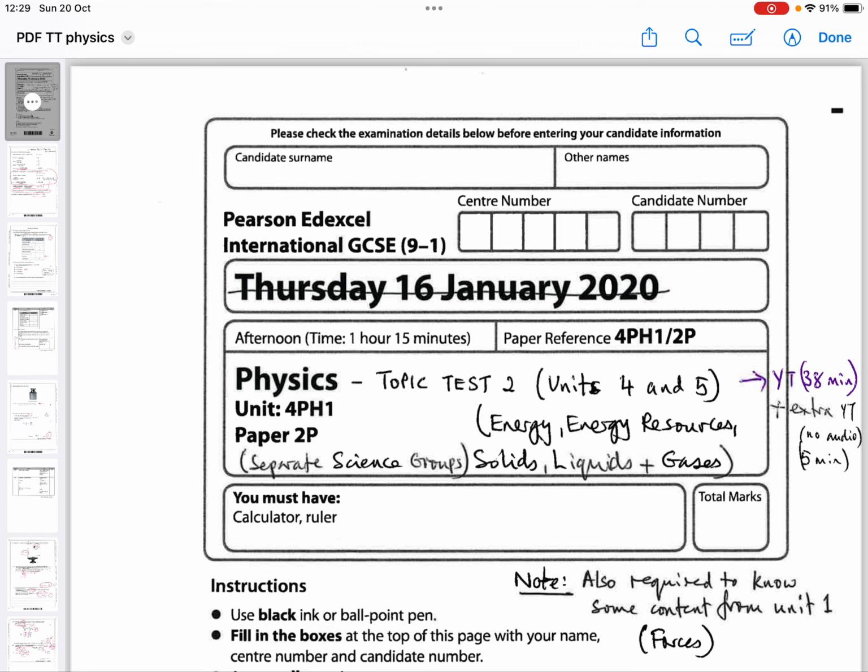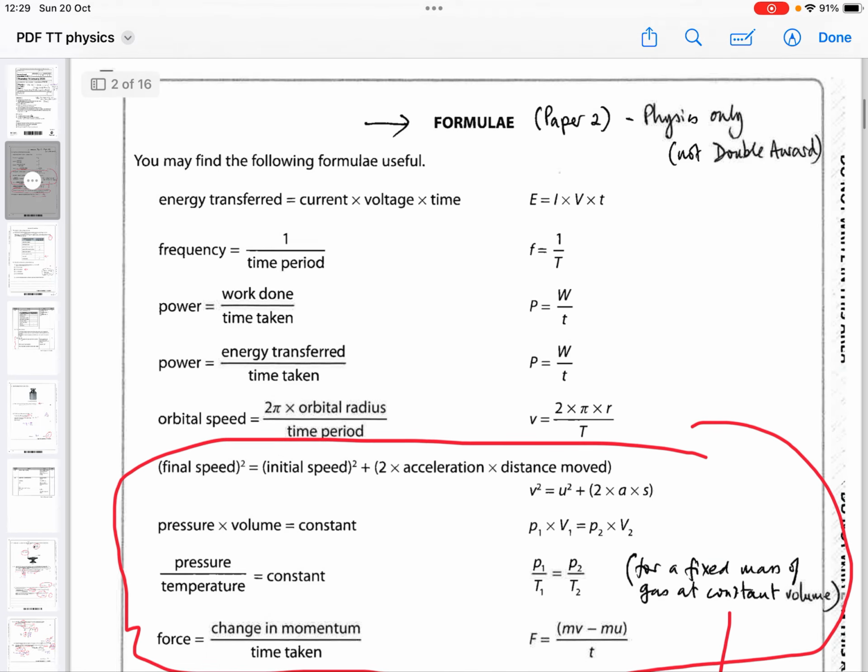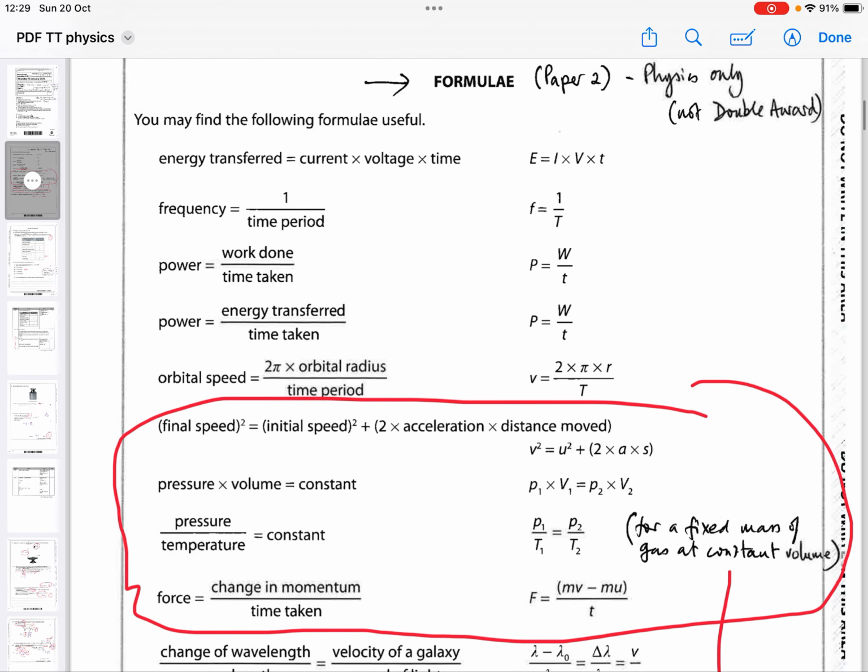You also need to know a little bit about forces to be able to answer all the questions in these topics. As you're in year 11, they expect you to know topics from year 10 as well. Okay, so the first question, here's the formula you get. So paper 2 formula sheet is like this.